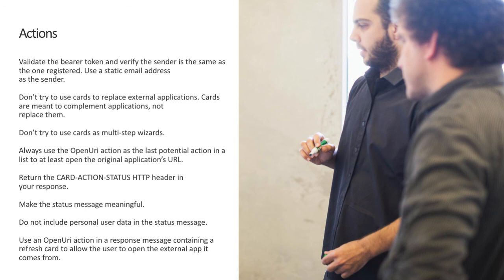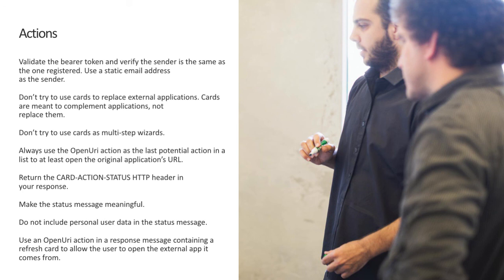Use a static email address as the sender. Don't try to use cards to replace external applications. Cards are meant to complement applications, not replace them. Do not try to use cards as multi-step wizards either. Always use the OpenURI action as the last potential action in a list to at least open the original application's URL. Return the card action status HTTP header in your response, and make the status message something meaningful. You should not include personal data in the status message.